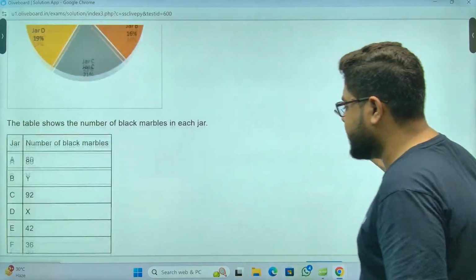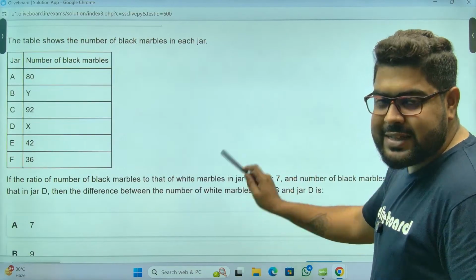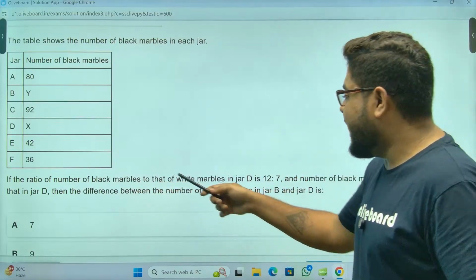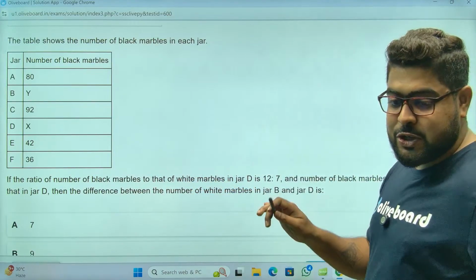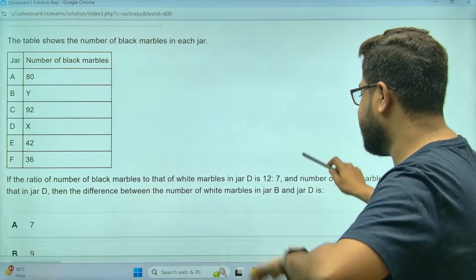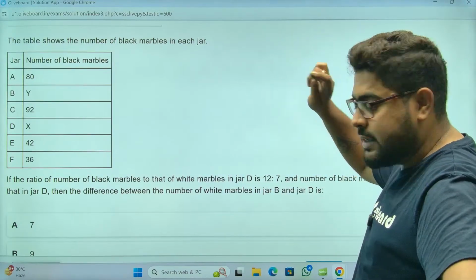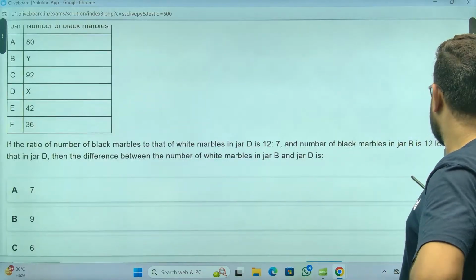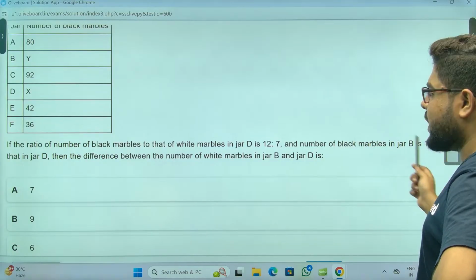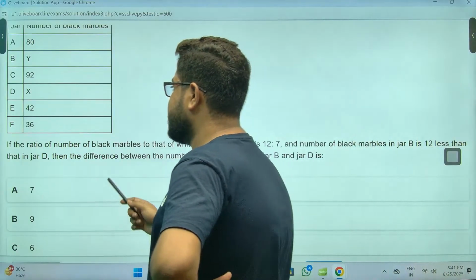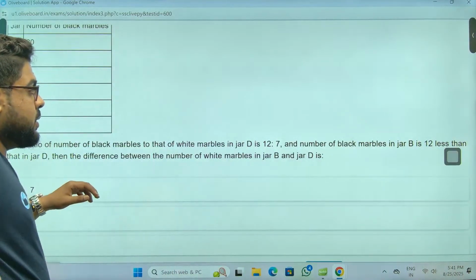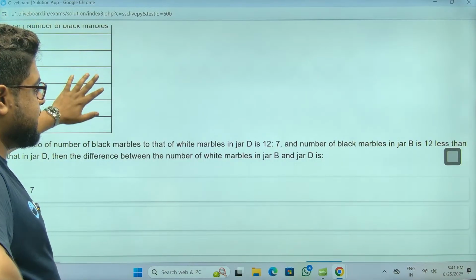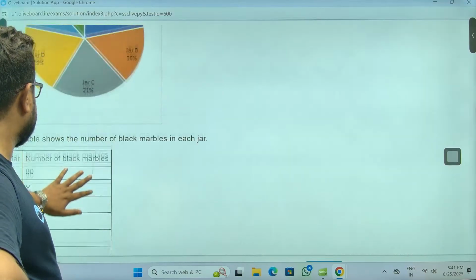One thing we have seen: 12:7 means the total is 19%. Think like this: black marbles are 12% and white marbles are 7%, because the total is 19% in D. So 12% of total 600, 7% of total 600. And they are saying the number of black marbles in jar B is 12 less than that in jar D. B and D they have not given us, so this particular data is not of any use to me.